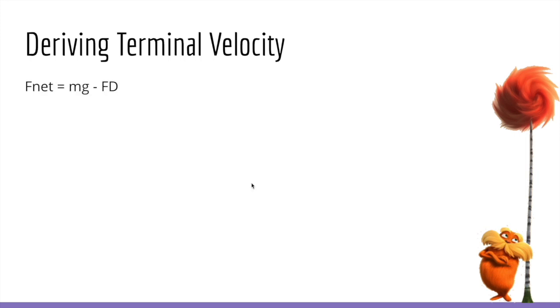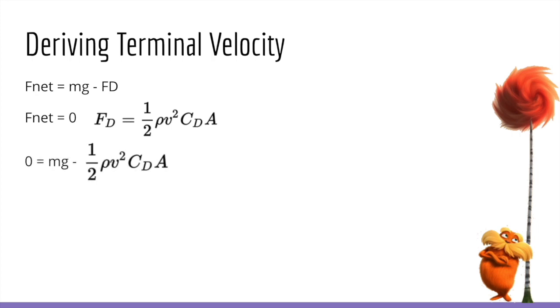Now, using these force diagrams, we can determine an equation for the net force, which will be the force of gravity minus the drag force as they're moving in opposite directions. And then, using this, we know that at terminal velocity, the net force will be zero, and we found the equation for drag force, which I found on Google, which is half times the density of the fluid it is traveling through, times the terminal velocity squared, times the drag coefficient, times the area of the object.